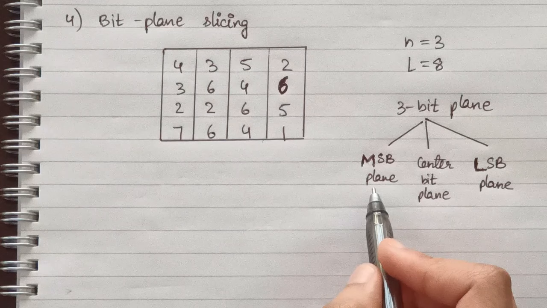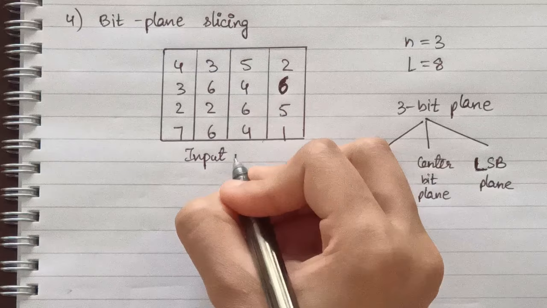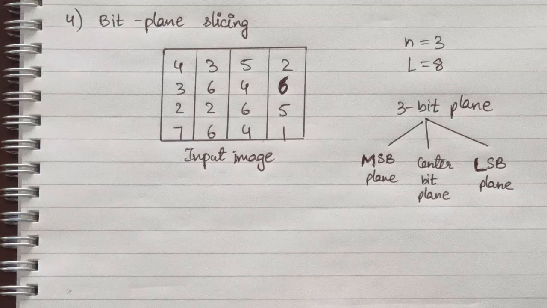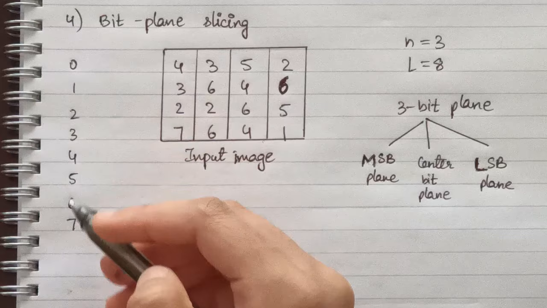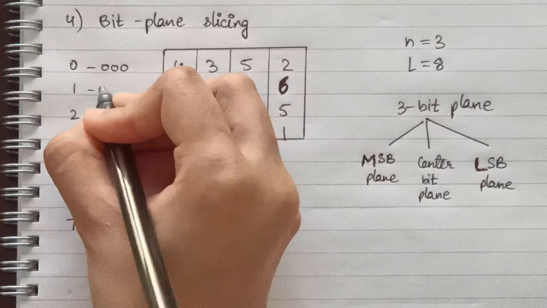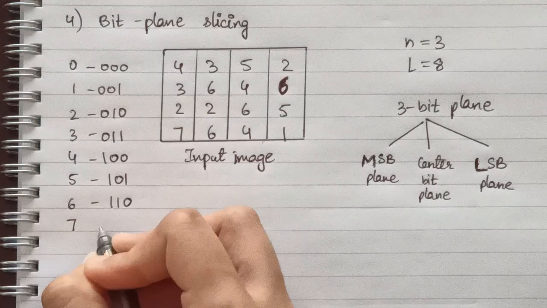So what we'll do is, first we'll convert our input image into a 3-bit image. Suppose we have 0, 1, 2, 3, 4, 5, 6, 7. We'll convert these into binary using 3 bits. It will be 000, 001, 010, 011, 100, 101, 110, and 111. We converted this into binary.